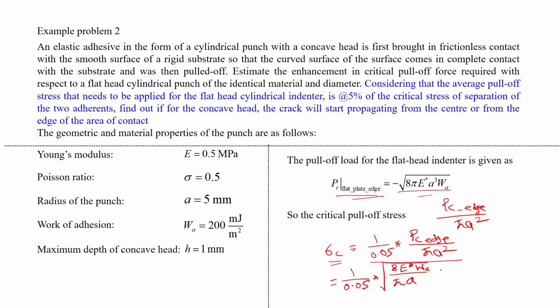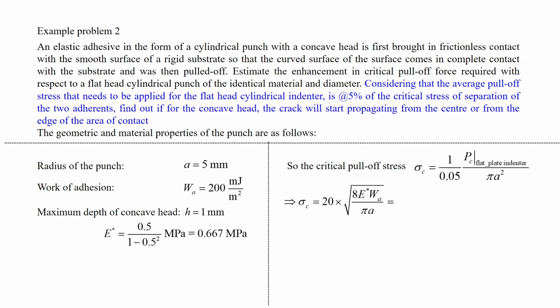This is fine. So, we can put down these numbers, 0.05 times... I do not have space to write here, so let us write it here. This is 20, because 1 upon 0.05, and this quantity that you already wrote. So, this is 8 into E star.